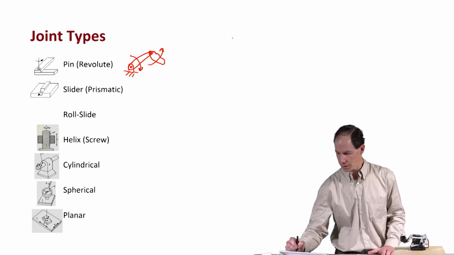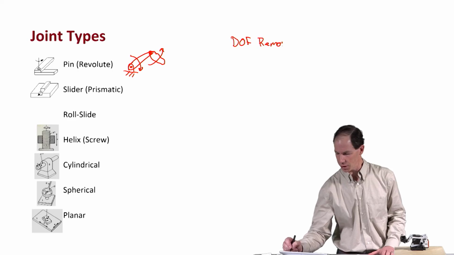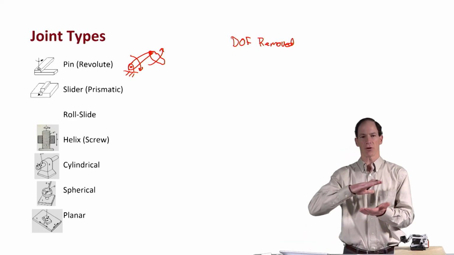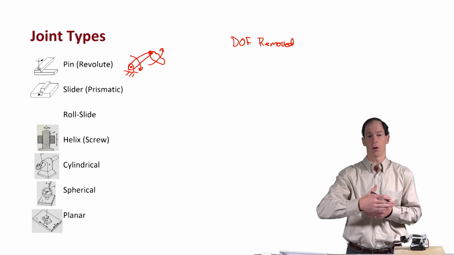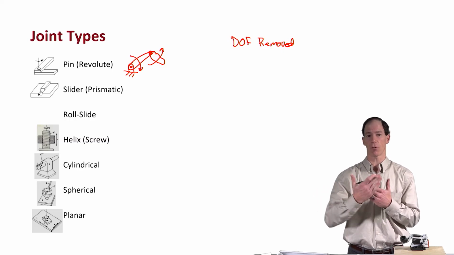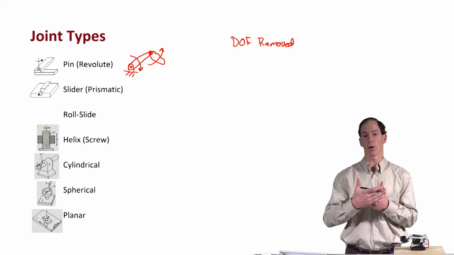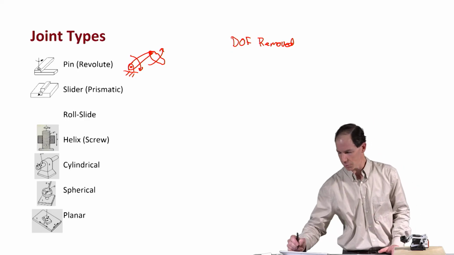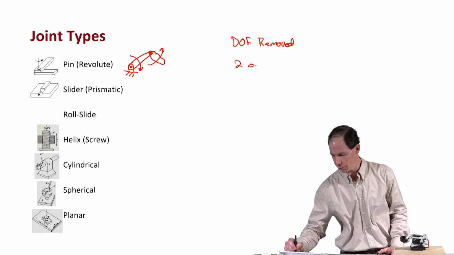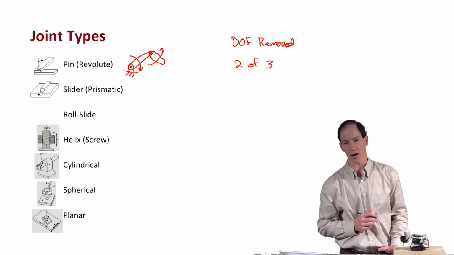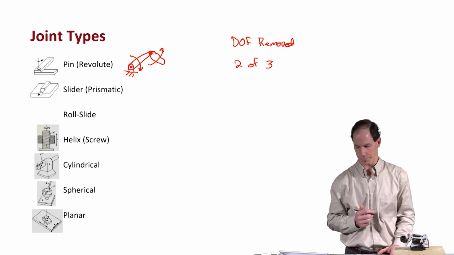So if I look at the number of degrees of freedom that are removed by each type of joint, you'll note that if I'm talking in a planar world, I have motion in the X direction and the Y direction as well as rotation, so I have 3 degrees of freedom. And a pin joint removes one of them. Or I'm sorry, removes 2 of them and allows just rotation. So I'm going to remove 2 of 3 degrees of freedom. So I'm removing the X and Y and only allowing rotation.